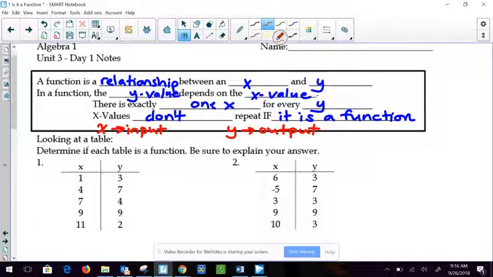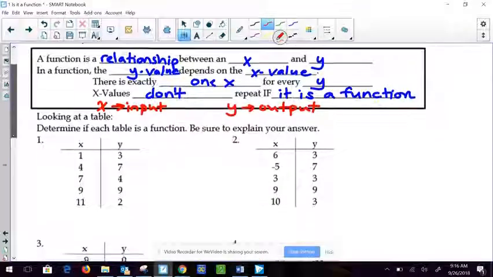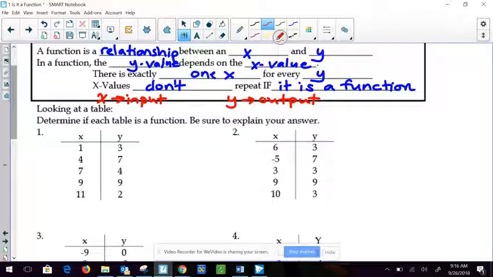So going with our definition, x's cannot repeat. The way I like to look at it is if an x repeats, it's cheating on its partner. So let's look at our first one. If we look at all of our x values, we have x is a 1, x is a 4, x is a 7, x is a 9, and x is 11. Each one of those values matches to a different point. Because none of the x's repeat, we say that yes, this is a function.